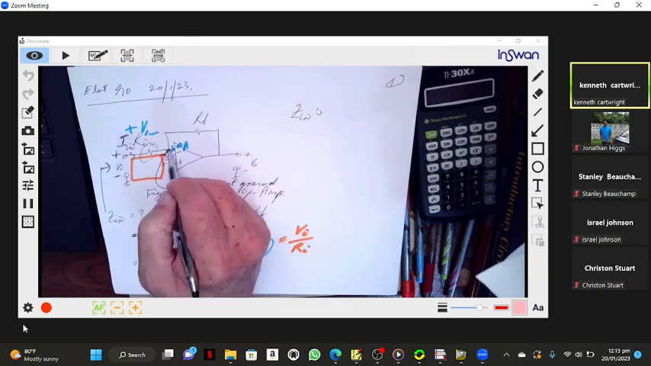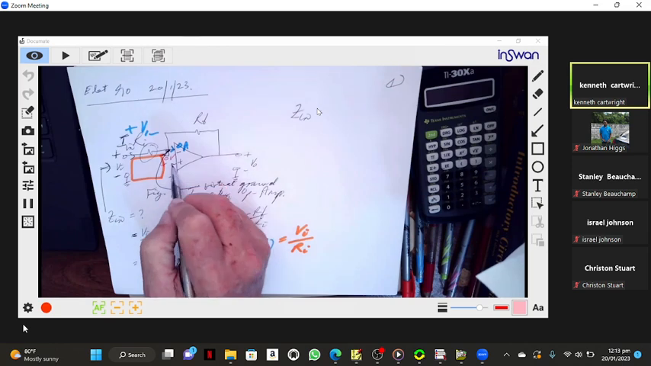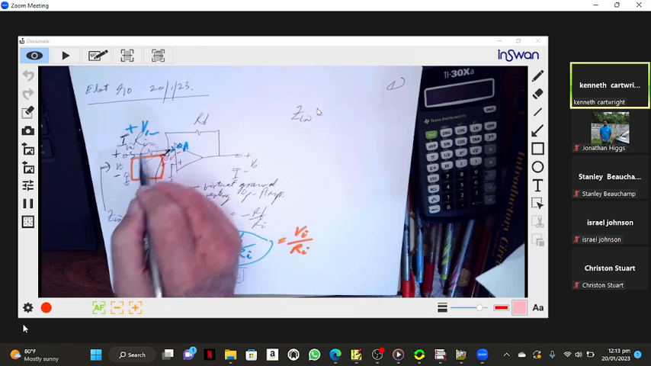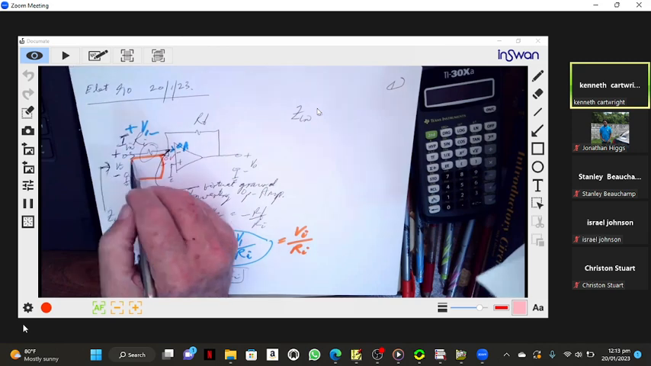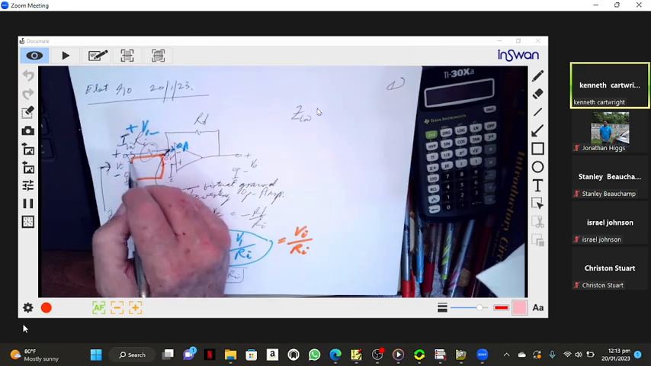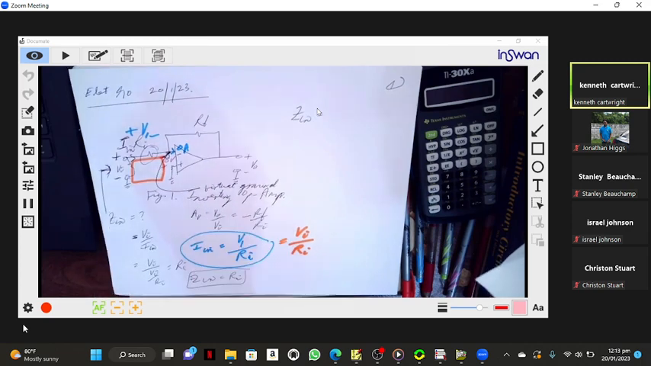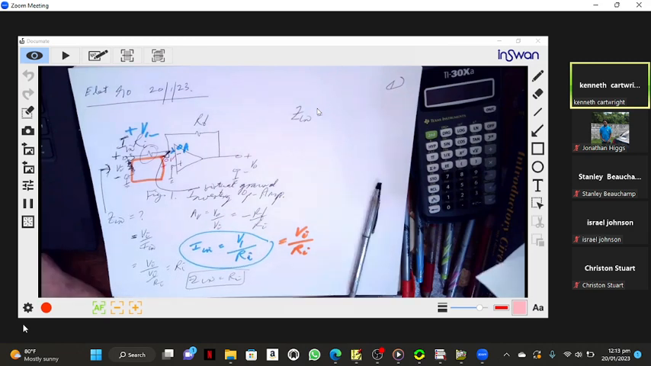This point is virtual ground, meaning what? It behaves as if it's connected to ground. And if it's connected to ground here, it's connected to ground here. So this resistor, when we look this way, all we see is this resistor connected from that point to this point. All right. Now let's get back to my question. How do you measure Zn?